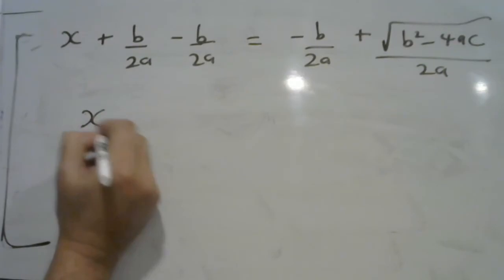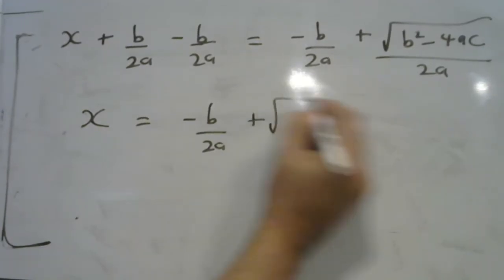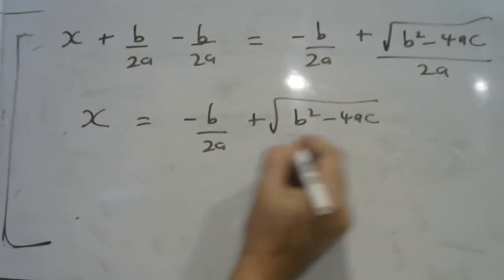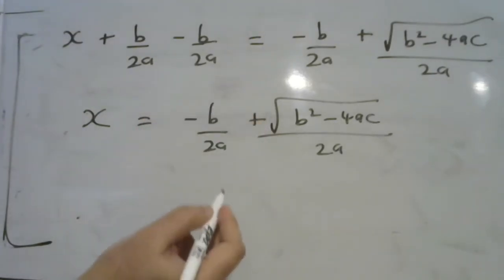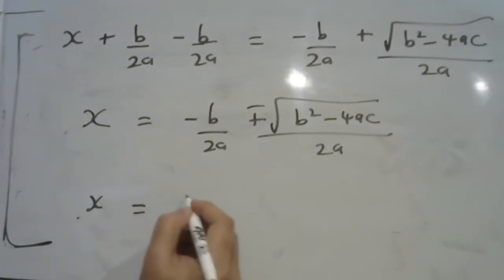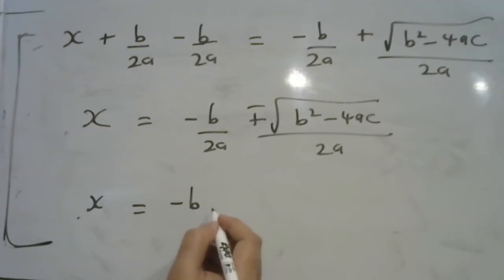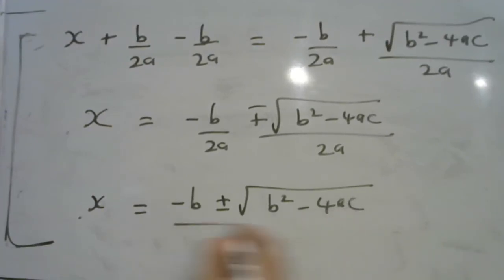So we have x is equals to minus b upon 2a plus the root of b squared minus 4ac upon 2a. The denominator is the same here. Now the root is gonna be plus or minus here. So this is equals to x is minus b plus or minus the root of b squared minus 4ac all upon 2a. And that is solving by formula method, you would get this. All right, so this is just a proof.